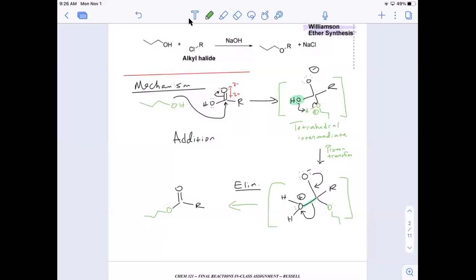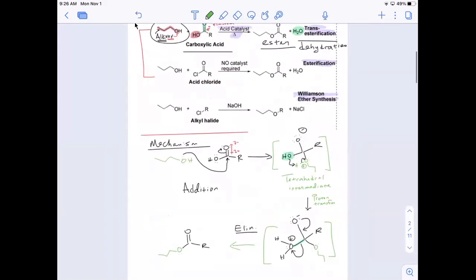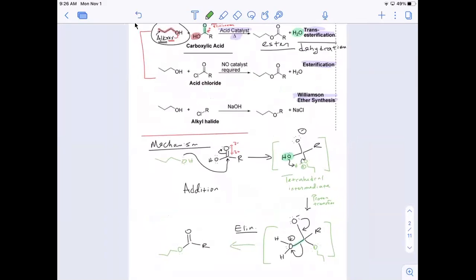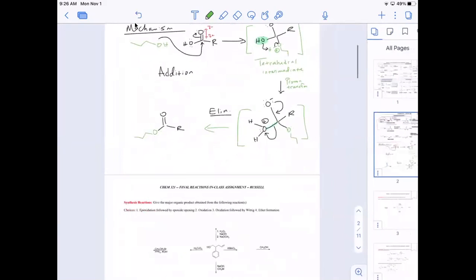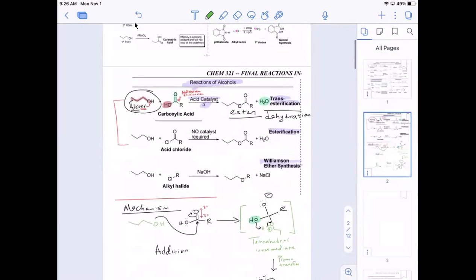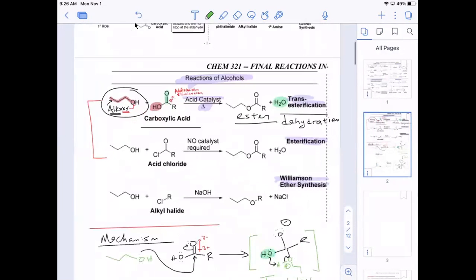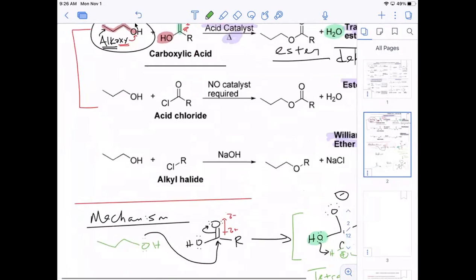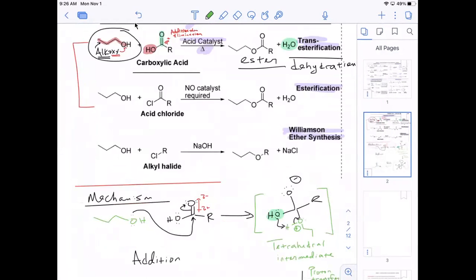All right, let's look at the next reaction then, because it's similar to this, but it's not the same. Let me add a page in. We're going to take the acid chloride now. In this particular case, you can just do this without any heating or anything. The acid chloride is so reactive that you don't need a catalyst. You don't need to heat this up, nothing. All right, so let's look at that.